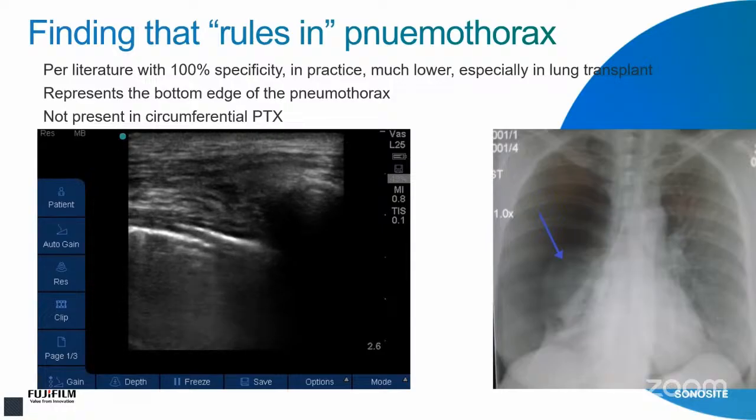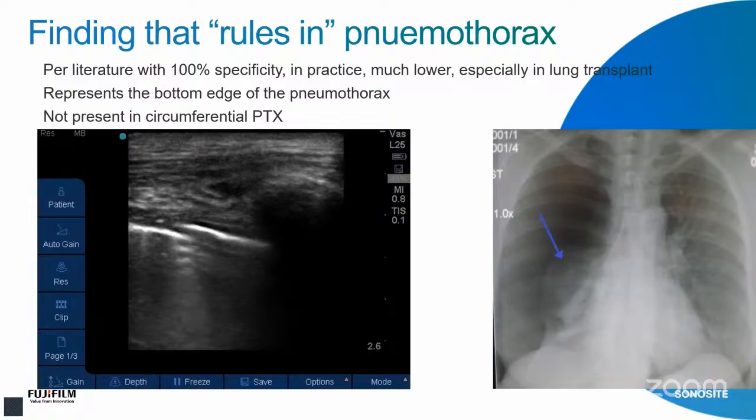It's also not very sensitive. If we think about the size of pneumothorax that tends to cause tension physiology, it's circumferential, large pneumothoraces, as seen here in this chest x-ray. And that means you're never going to find the point where the lung re-adheres to the pleura.